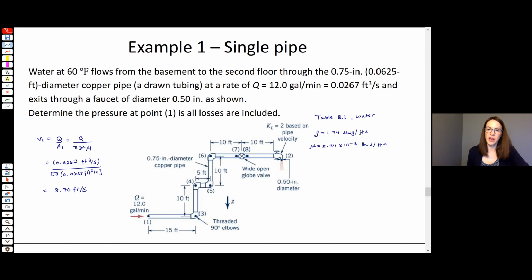Okay, we can also calculate the Reynolds number for this flow and see whether we are dealing with a laminar flow or a turbulent flow. So the Reynolds number is rho V D over mu. So plugging in the values we have, I'm going to get a little lazy here and not write down the units, but they're all on the page so you know what the units are.